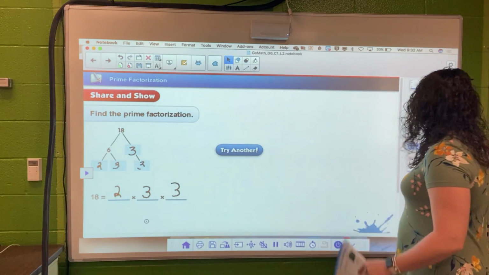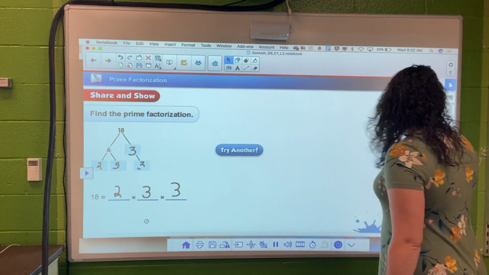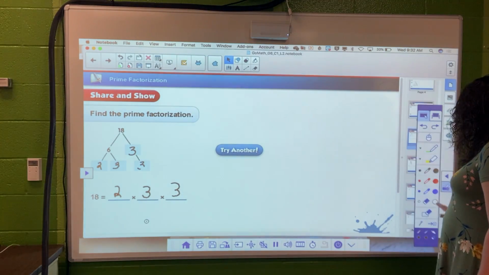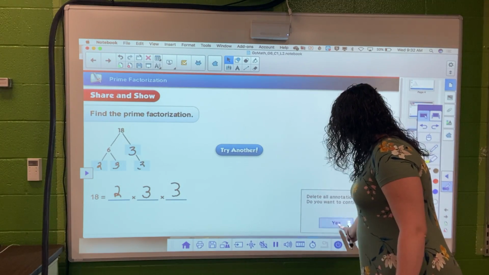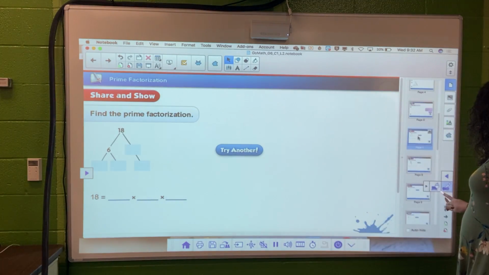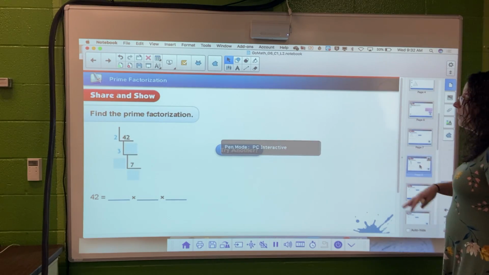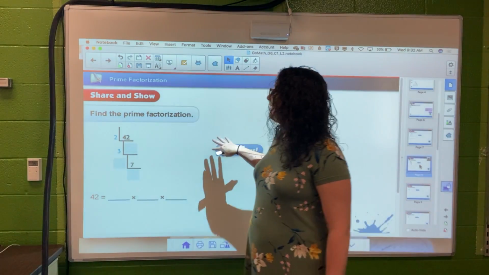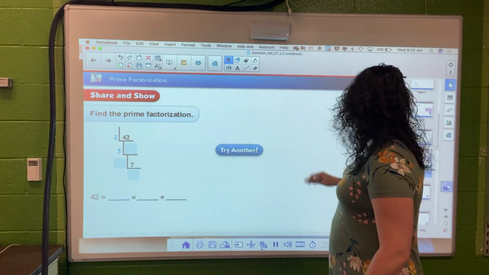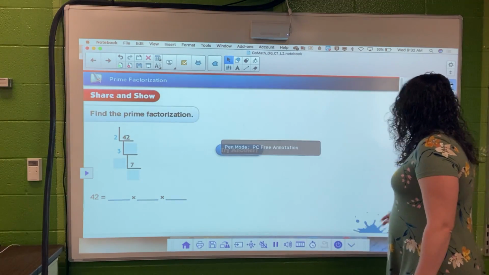Now let's look at the next one. Let's look at number 2. It's a ladder. But I'm going to take it and I'm going to come over here and I'm going to make it into a tree because I don't like it. I don't like the ladder.